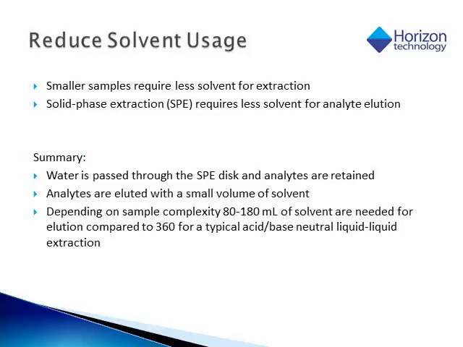Reducing solvent usage with SPE. Smaller samples require less solvent for extraction. Solid phase extraction, SPE, requires less solvent for analyte elution compared to LLE. In summary, water is passed through the SPE disc and analytes are retained. The analytes are eluted with a small volume of solvent. Depending on sample complexity, 80 to 180 milliliters of solvent are needed for elution compared to the 360 for a typical base acid neutral liquid-liquid extractions.